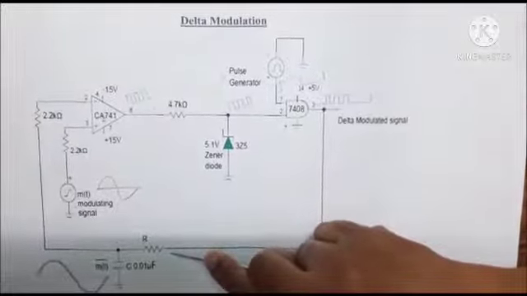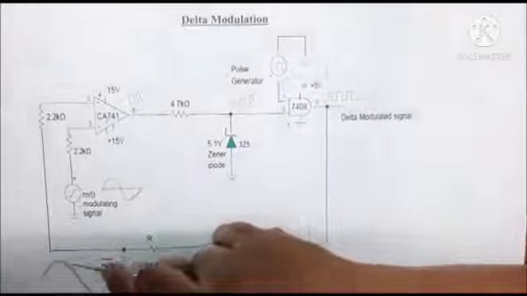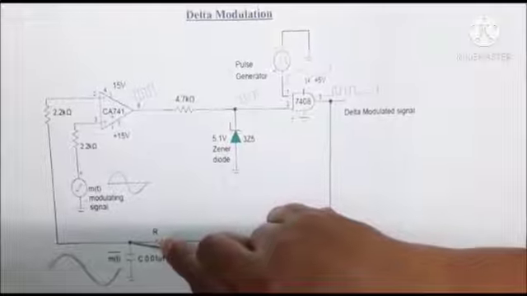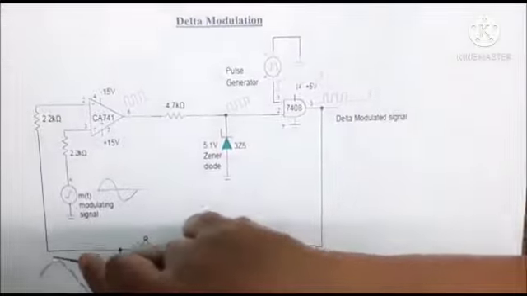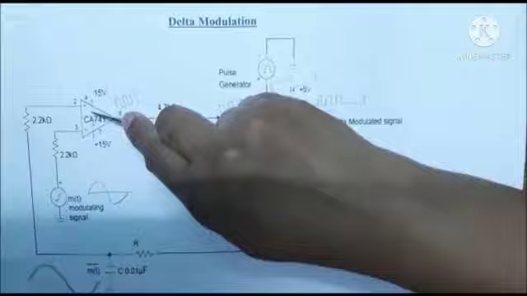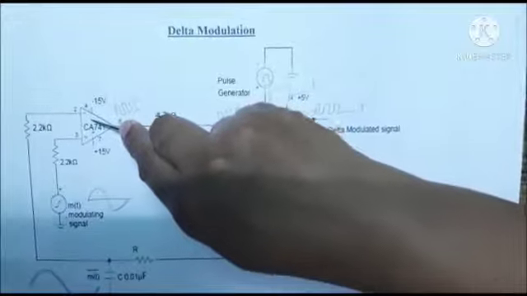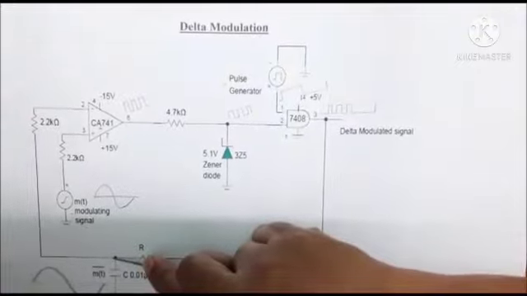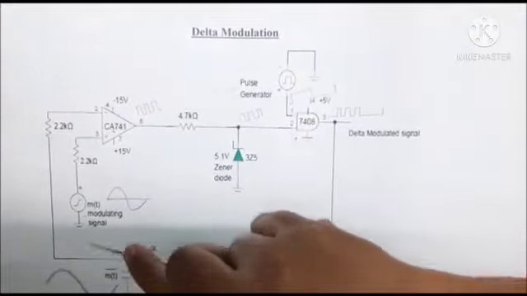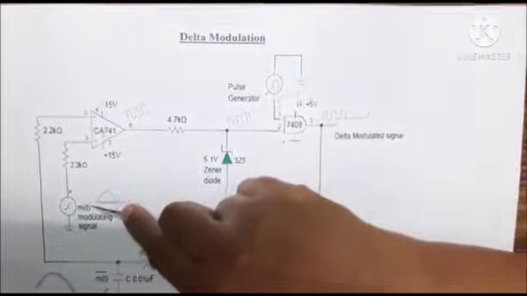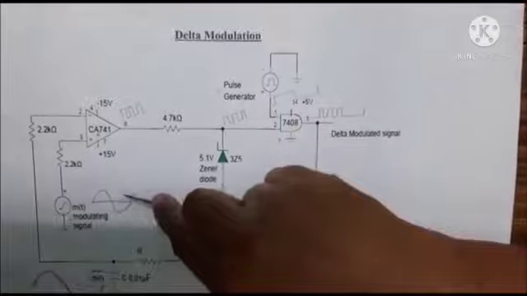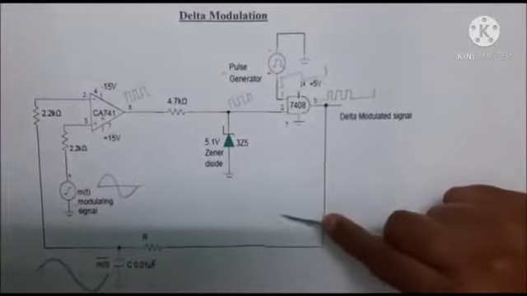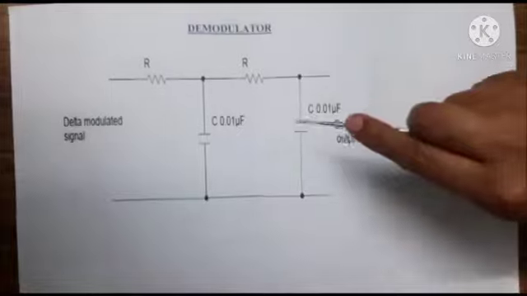Here the integrator output is the first stage of the reconstructed version of the signal, and this is given as an input to the inverting terminal of the comparator. And also at this point we will be observing the slope overload distortion by varying the amplitude of the modulating signal. So this is the operation of this delta modulator circuit.